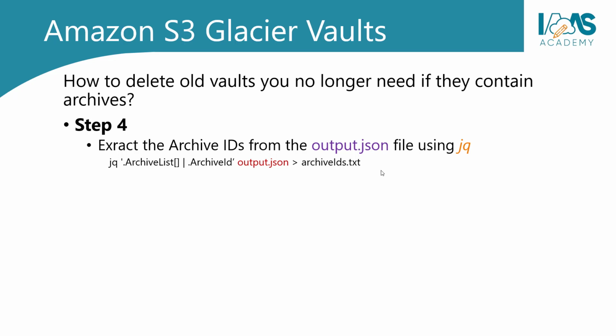Now, if you're using a Windows machine, which is what I am, the command is slightly different. You need to have double quotes against the archive list archive ID part. So that's applicable for Windows machines when you're running the command prompt. So just be aware of that. So let's go ahead and put this command into our command prompt so that we can extract the archive IDs to a separate file.